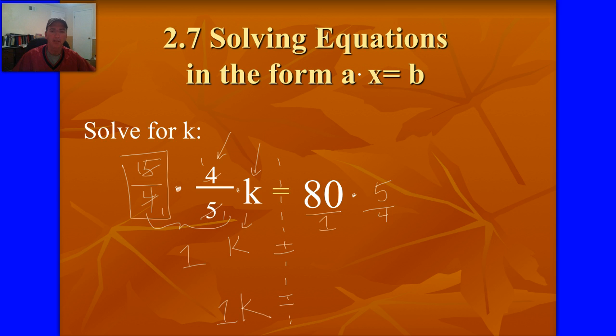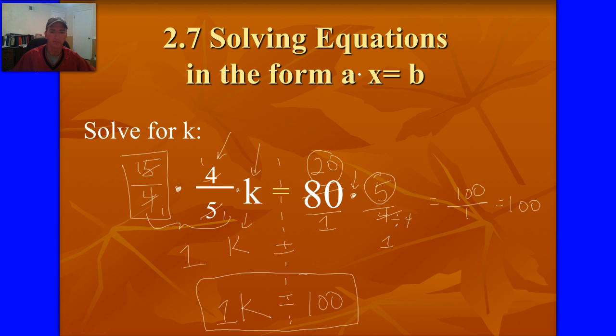Okay, 80 times 5/4. Well, there's a common factor of 4. 4 divided by 4 is 1. 80 divided by 4 is 20. So I have 20 times 5. 20 times 5 is 100. 1 times 1 is 1. 100/1 is 100. 1k is equal to 100. And that is the answer up there.